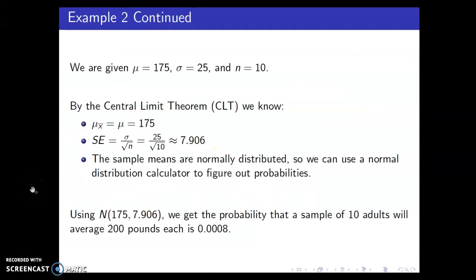Oops, sorry, let's go back. So if we use that normal distribution, the probability the sample of 10 adults will average 200 pounds is very slight, very small, unless you're looking at a bunch of NFL linemen or sumo wrestlers going into the elevator together, probably going to be safe.